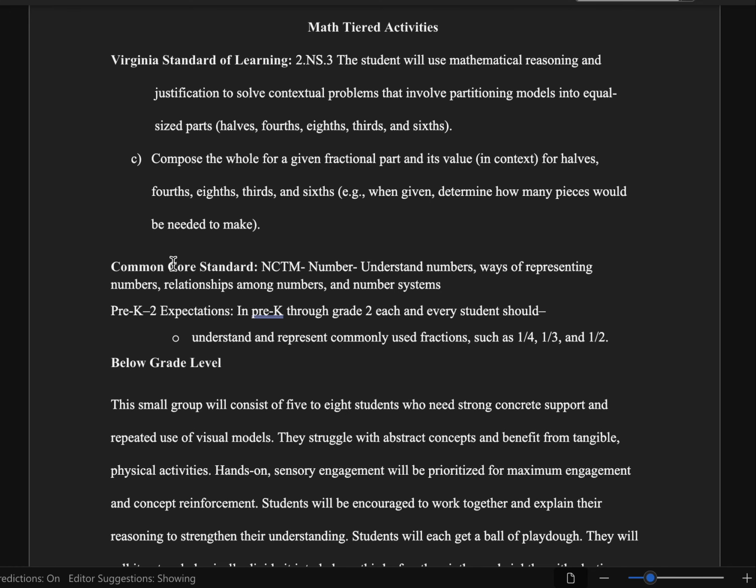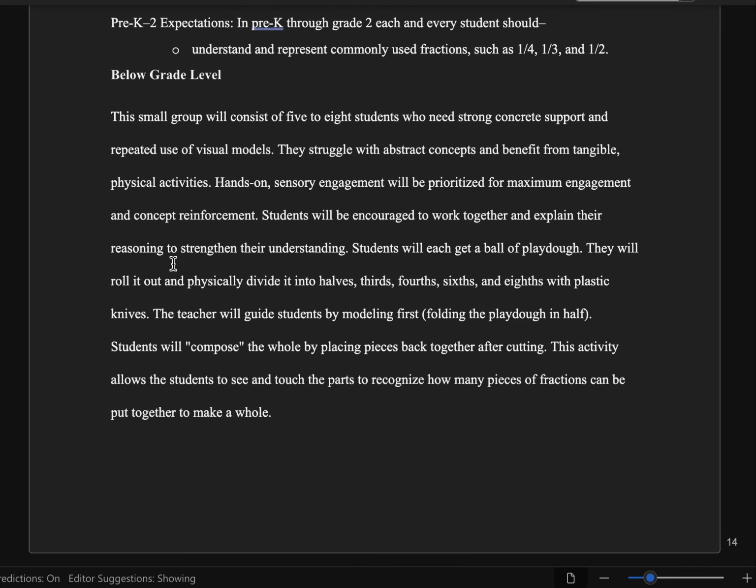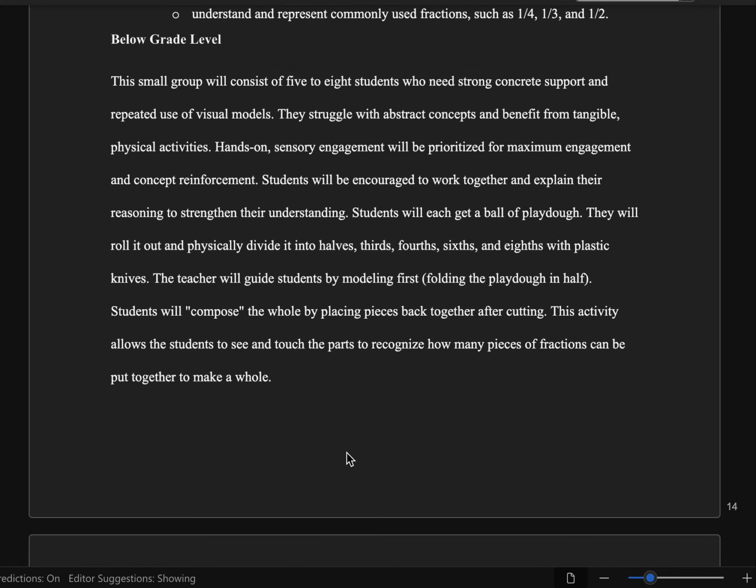For the math tiered activities, we have the 3 levels below. This will be, they'll be manipulating Play-Doh. So they'll get a ball of Play-Doh and they'll work with the teacher, rolling it out and dividing it into different fractions, and being able to take them apart and put them back together, knowing how much of each fraction it takes to make a whole.